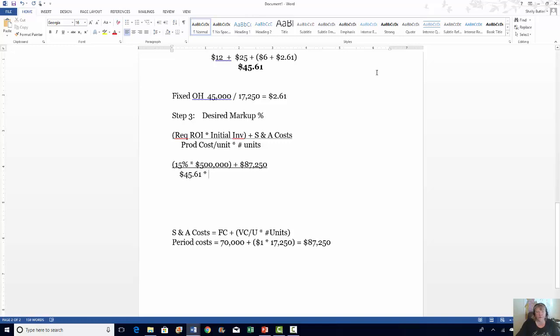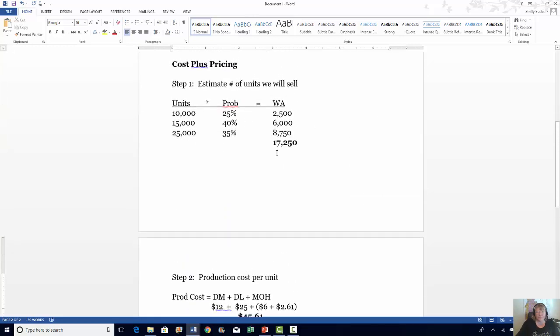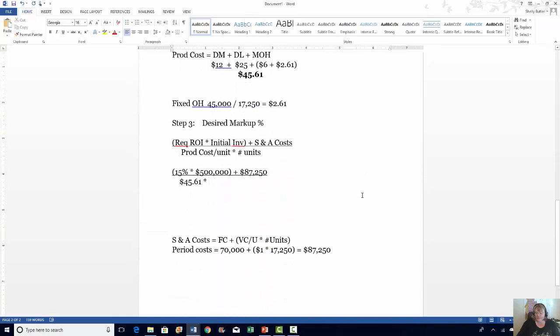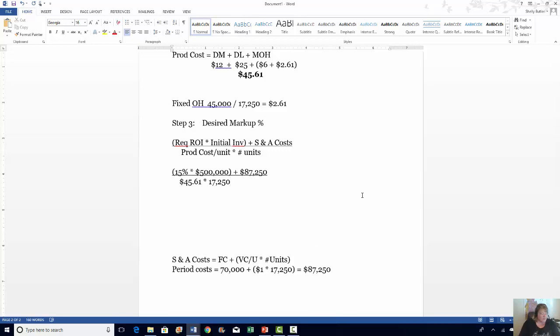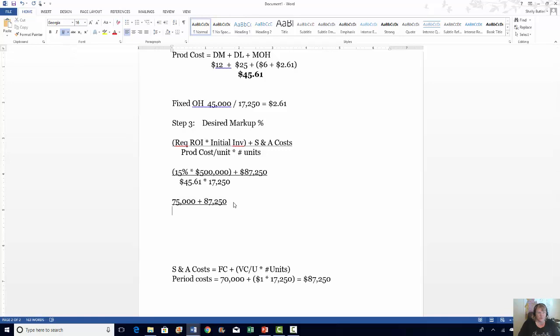Multiplied by our units produced, 17,250. And that's going to give us a total of 75,000 plus 87,250. Divided by 786,772.